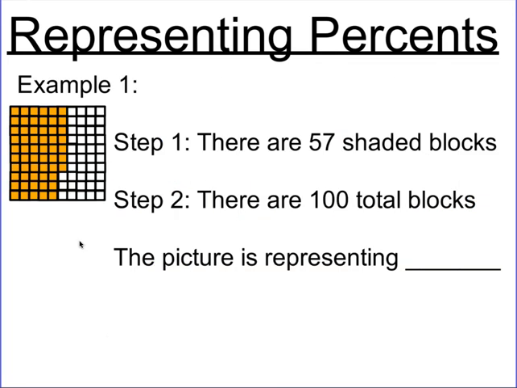So in this picture here, we already have 100 blocks, and if 57 are colored in, it's the same example we had earlier, the picture is just representing 57%. It's that simple. So if you can remember that percent means out of 100, writing a percent is really not that difficult.